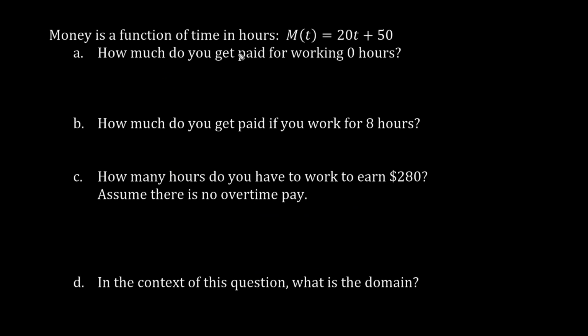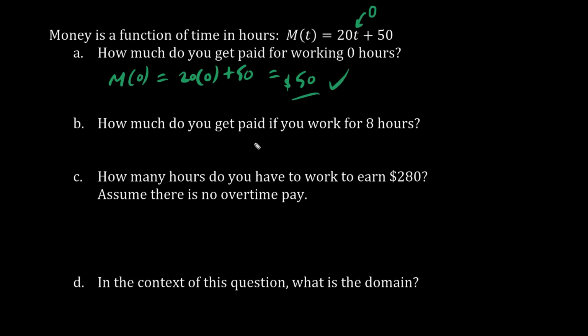Money is a function of time in hours. M of t equals 20t plus 50. How much do you get paid for working 0 hours? So we're going to substitute time is 0 hours here. So the money when you work 0 hours equals 20 times 0 plus 50. Anything times 0 is 0, so we earn $50.